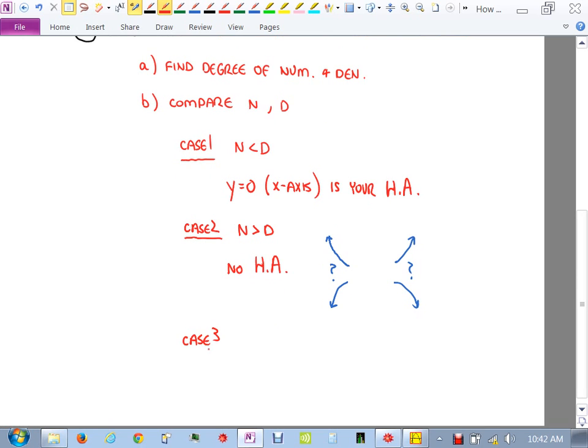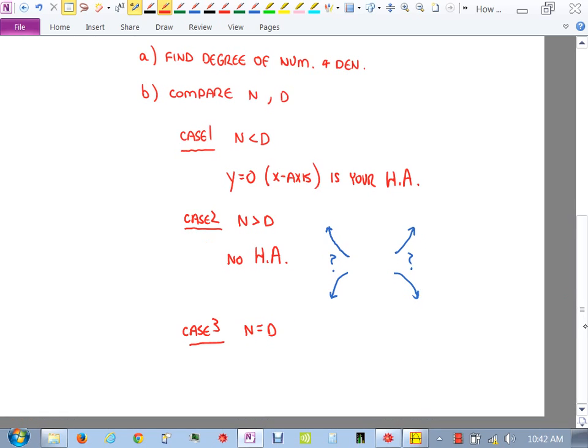If they're the same. Case 3, if n equals d, I'm out of room here, then y equals LC num over LC den. What the heck is that? Yes, that's right. So if you have the same power on top and bottom, then what you do is you take the leading coefficient of the numerator, that's the number in front of the highest power of x, and divide it by the leading coefficient of the denominator. Whatever number that is, that's your horizontal asymptote.